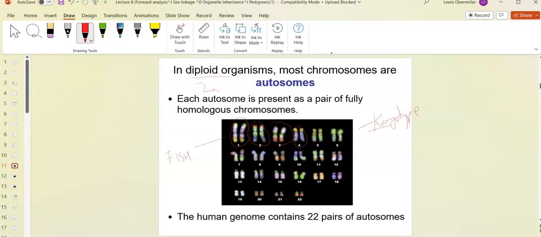So we have 1, 2, all the way down to 22. We talked about this as a misnomer. This is actually the shortest one, not 22. We figured that out after we were able to sequence the DNA, but they didn't change it. I don't know why, but that's just how it is. And so we have 22 pairs of what we call autosomes. These are found in both males and females. It doesn't matter. And in a normal individual, this would be a diploid.